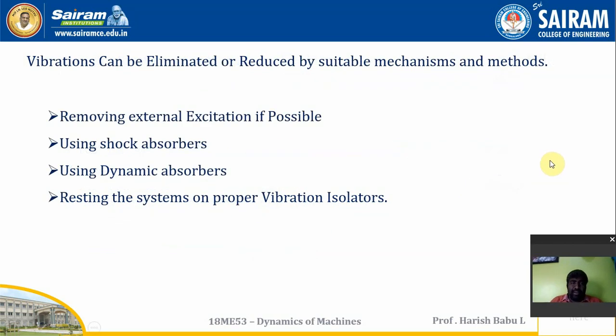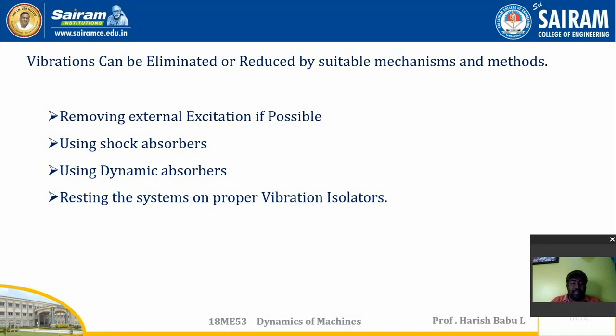Vibration can be eliminated or reduced by a suitable mechanism, which you are going to follow now. That is removing the external excitation if possible. Whenever a body is in a static state and an external force acts on it, it automatically produces vibration. If you eradicate that, it may be controlled using shock absorbers, just as I said in automobiles. If you use shock absorbers or dampers, they will automatically absorb the vibration. Using dynamic absorbers also, you can control the vibration.